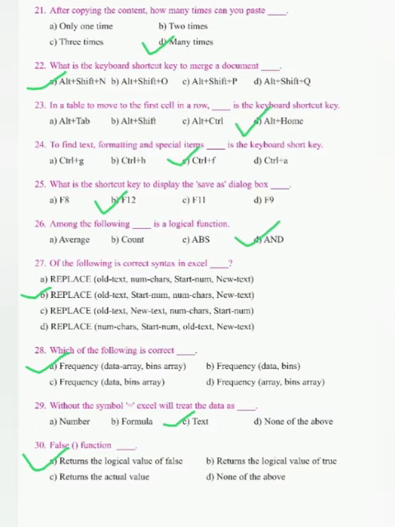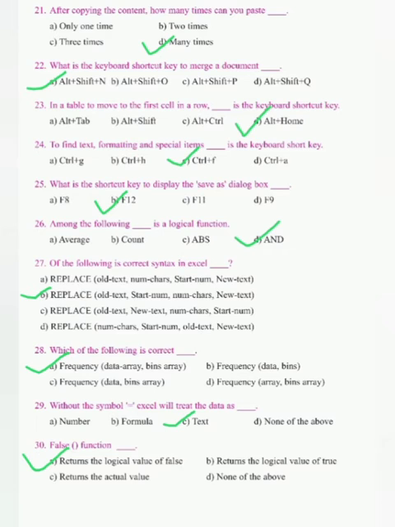Which of the following is correct? A. FREQUENCY(data_array, bins_array). B. FREQUENCY(data, bins). C. FREQUENCY(data, bins_array). D. FREQUENCY(array, bins_array). Answer: FREQUENCY(data_array, bins_array). Without the equal to symbol, Excel will treat the data as what? A. Number, B. Formula, C. Text, D. None of the above. Answer: text.